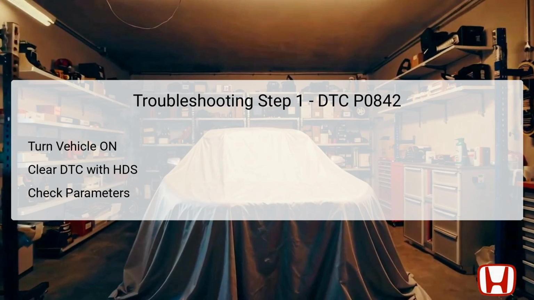After clearing the code, it is crucial to check the current conditions of parameters by utilizing the HDS. The values to monitor include the voltage reading from the driven pulley pressure sensor. If the readout is below 0.21 volts, it indicates a potential problem, as this does not match the expected thresholds.